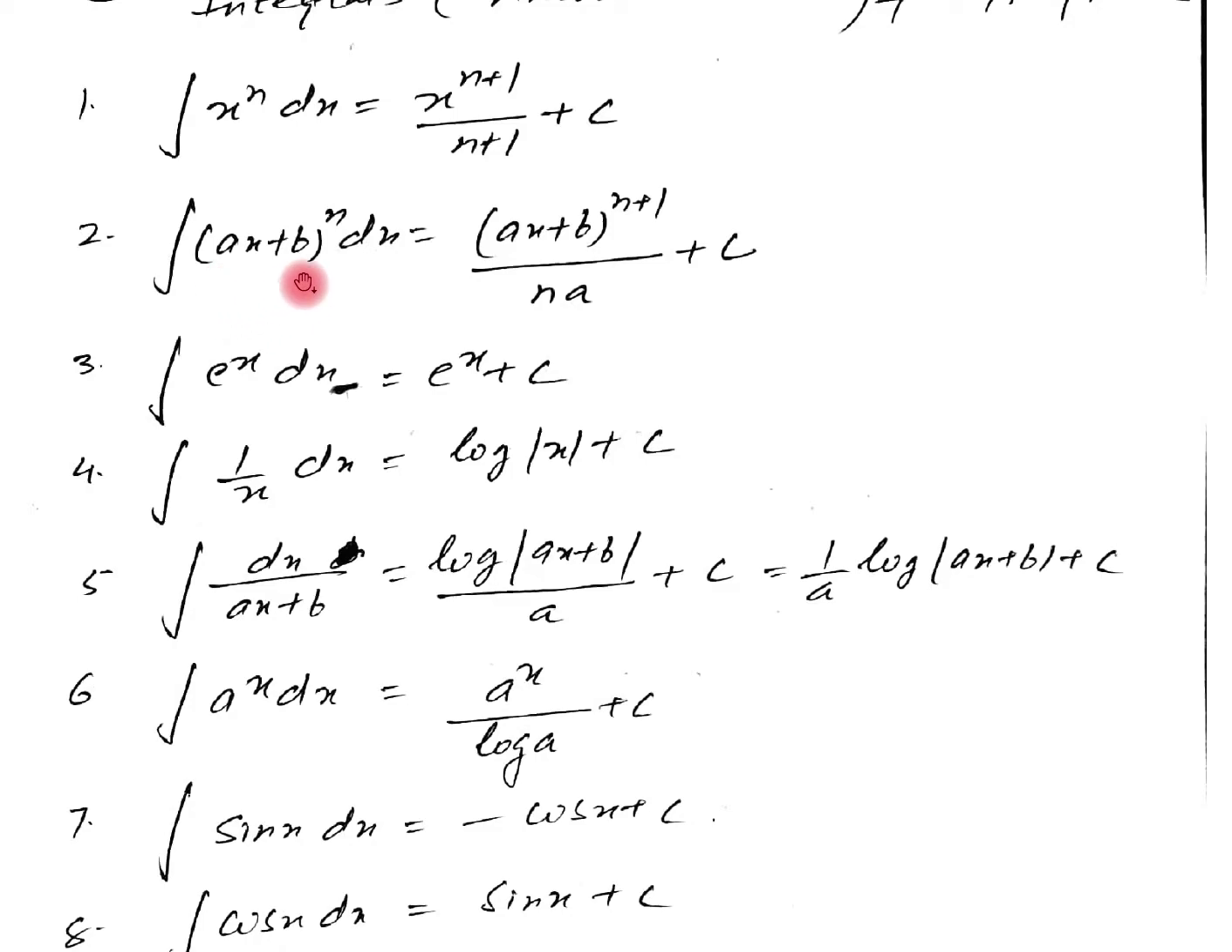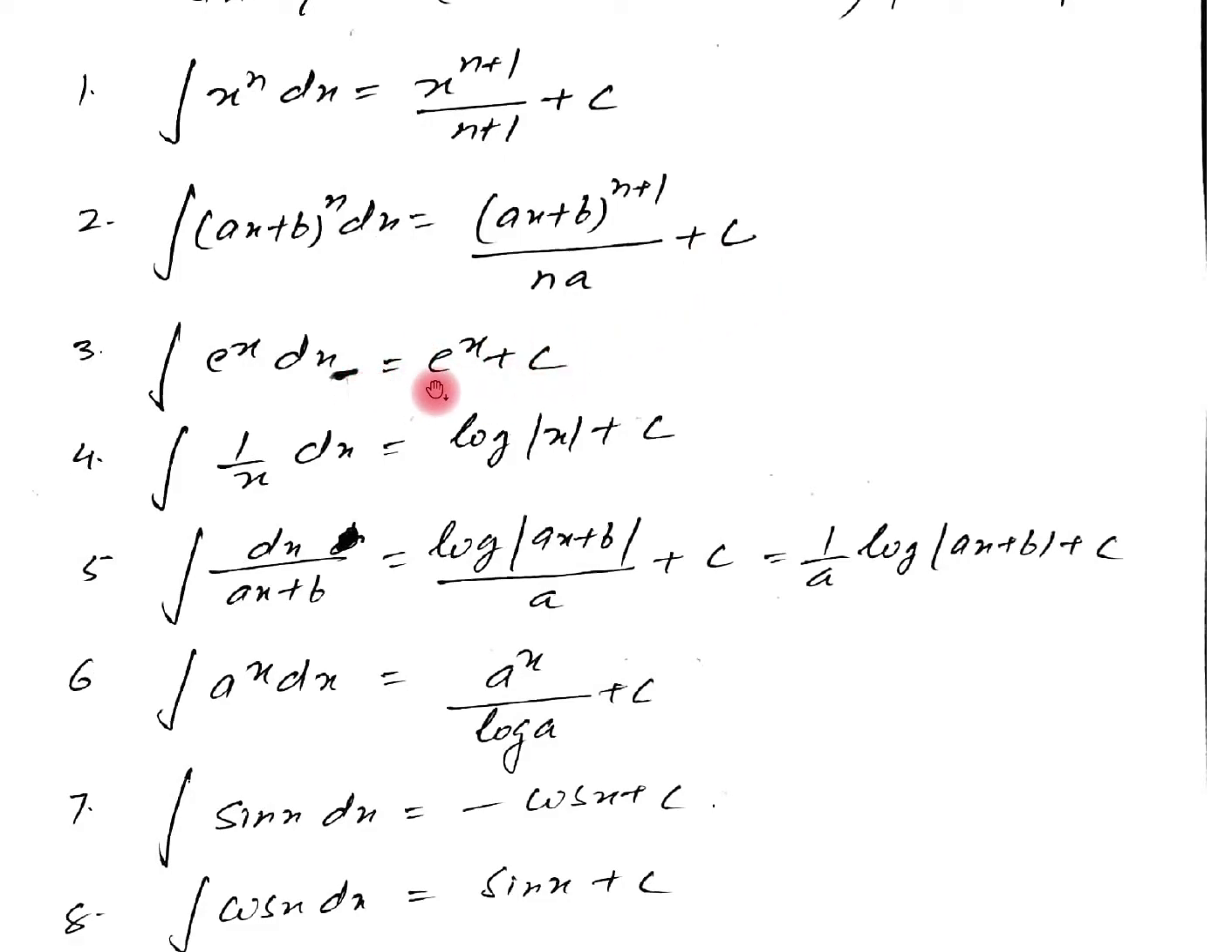Similarly, the integral of (ax + b)^n dx equals (ax + b)^(n+1) upon (n + 1) into the coefficient of x. It should always be a linear function. It means the power of x should be 1 only, then we can apply this result. So we can write the integral of (ax + b)^n dx equals (ax + b)^(n+1) upon (n + 1) into the coefficient of x, plus c.